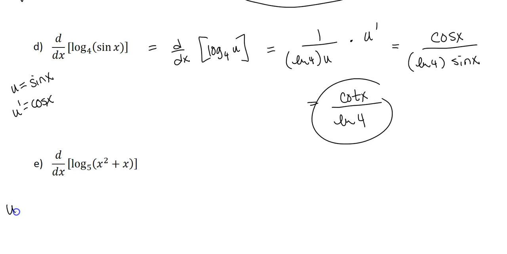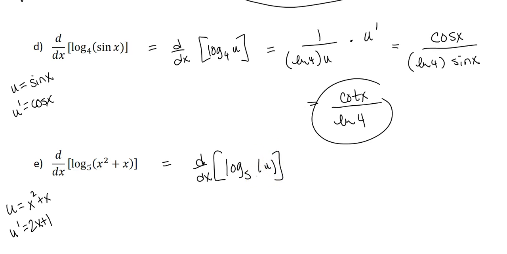And in this one, my u would be x squared plus x. My u prime would be 2x plus 1. So this one is going to be, again, the derivative with respect to x of a logarithm of u, log base 5 of u. Now, I'm going to do this one from the other approach, so I could make this the derivative with respect to x of the natural log of u divided by the natural log of 5, just to show you get the same answer.